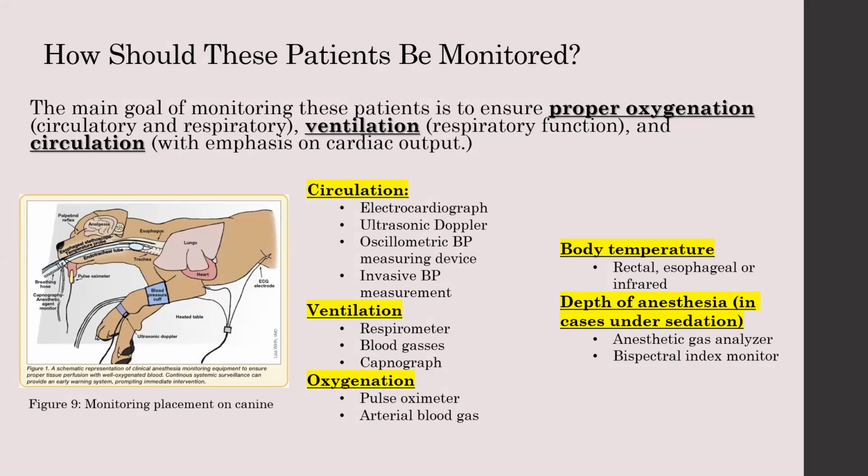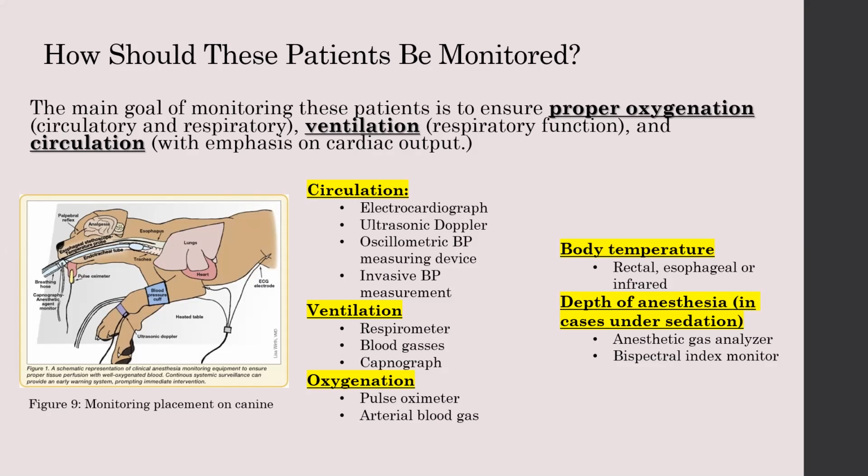So how should these patients be monitored? The main goal of monitoring these patients is to ensure that they have proper oxygenation, which involves their circulatory and respiratory system, proper ventilation, which assesses their respiratory function, as well as their circulation, with a primary emphasis on cardiac output. So there are many different machines we can use for circulation. We can use the ECG, the ultrasonic Doppler, oscillometric blood pressure measuring devices, or invasive blood pressure measurement. For ventilation, they can be on a respirometer.